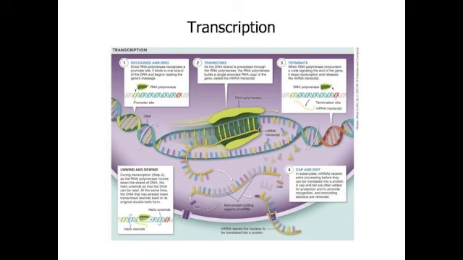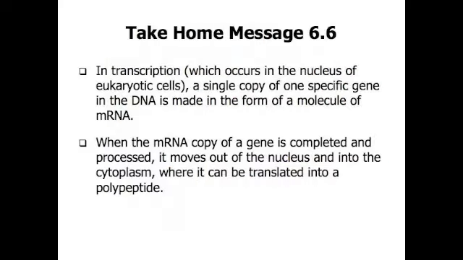And that brings us to our take-home message for section 6.6. In transcription, which occurs in the nucleus in eukaryotic cells, a single copy of one specific gene in the DNA is made in the form of a molecule of mRNA. When the mRNA copy of a gene is completed and processed, it moves out of the nucleus and into the cytoplasm, where it can be translated into a polypeptide.